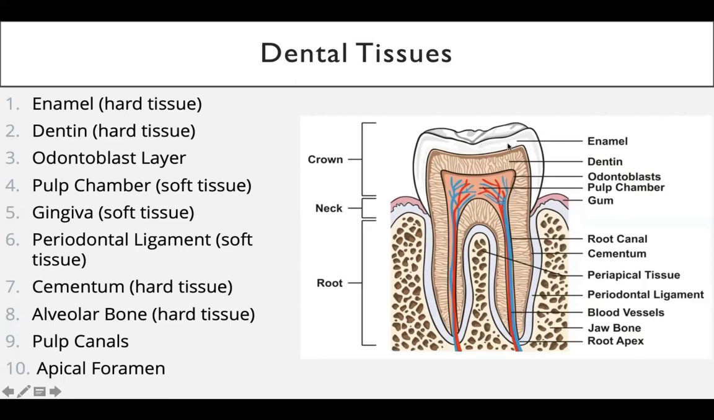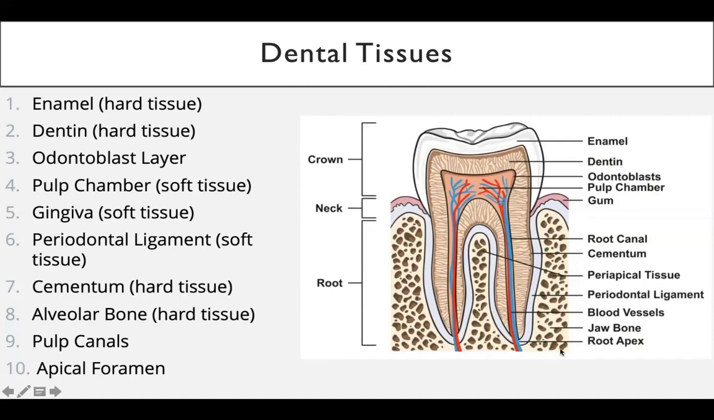Now we go to the enamel, outermost, then dentin. Both are hard, and then there is the odontoblast layer on the outer side of the pulp chamber, which we may not see here. Then this is the pulp chamber and root canal, and outside is the gum or gingiva. Cementum is here, between the tooth and the periodontal ligament. And these are blood vessels, and then there is the jawbone and root apex.